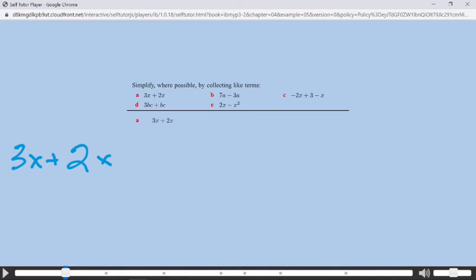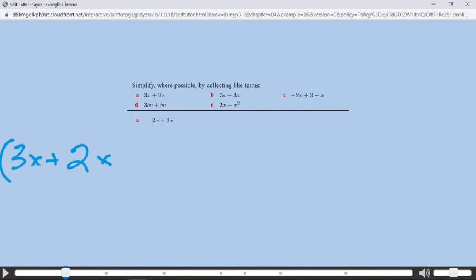Now I'm going to ask you each piece of this. So first of all, I need to see if they are like terms. The only way you'll know that is to identify the terms. So what kind of term is this first one? An x term. What kind of term is the second one? Also an x term. So are they like terms? Yes, therefore they can be combined.